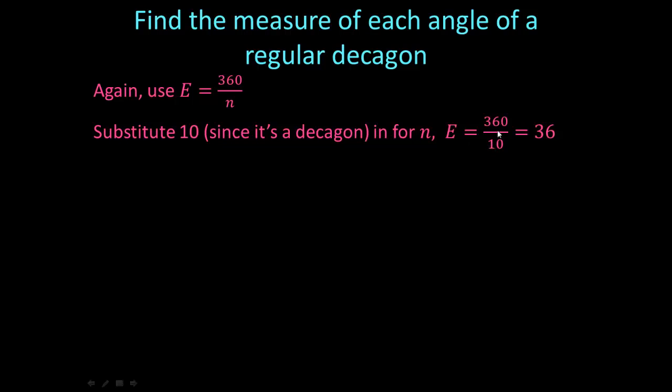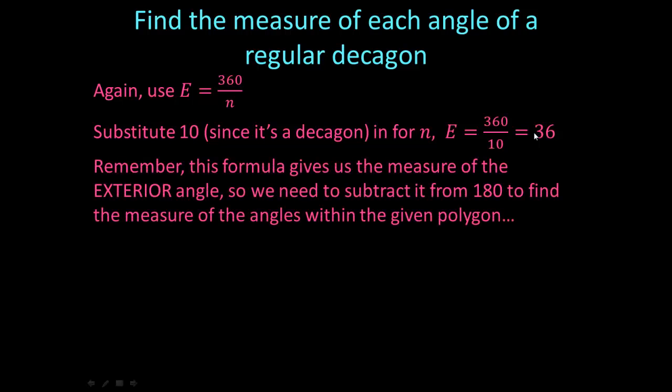We substitute 10 in for n, because n is the number of sides. So we get 360 divided by 10, and that's going to give us the measure of our exterior angles, which is 36. But since it's an exterior angle, we need to subtract it from 180 to find the measure of the angles within the given polygon, or the interior angles. So we do 180 minus 36, which gives us 144 degrees. So each angle inside the decagon is 144 degrees. Hopefully you can see how that is. If not, make sure you make a little note in your notes to ask a question for more clarification on that.